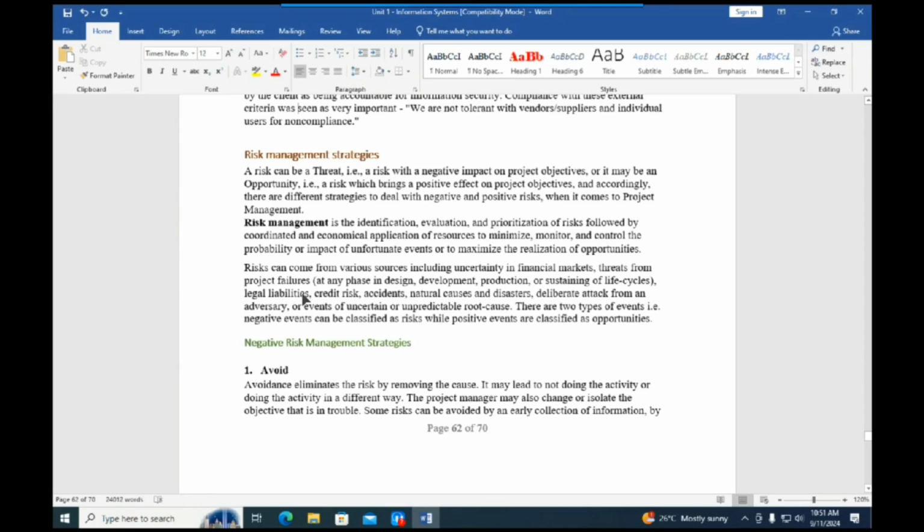So I want us to move to risk management strategies. The first thing we need to ask ourselves is, what is a risk? Basically, a risk is a threat, that is, a risk with a negative impact on project objectives, or maybe an opportunity, that is, a risk that is bringing a positive effect on project objectives.